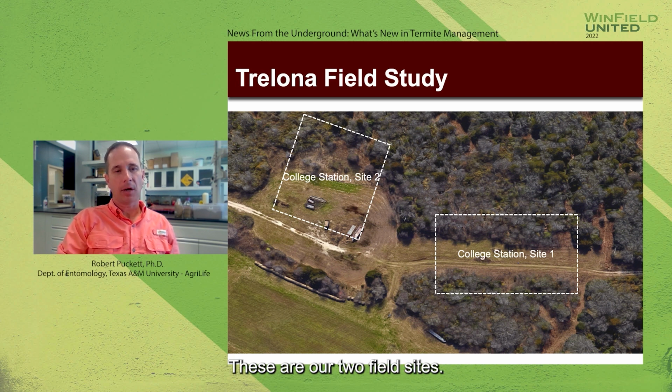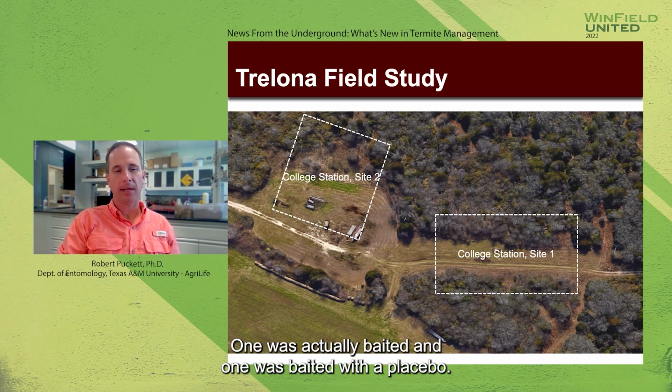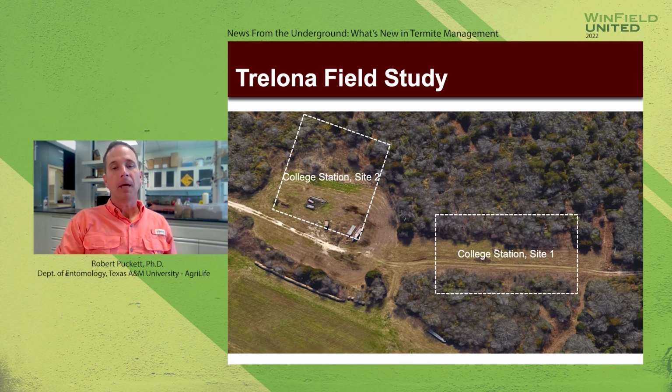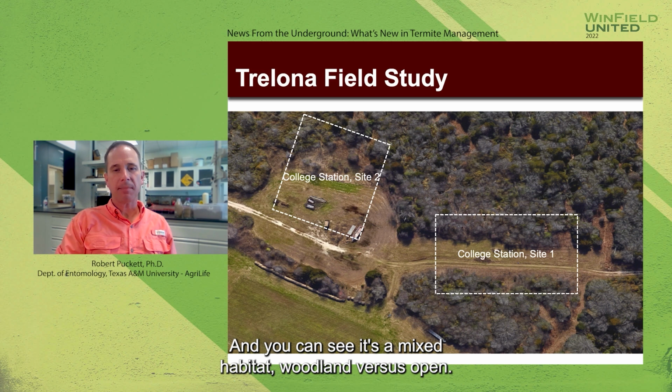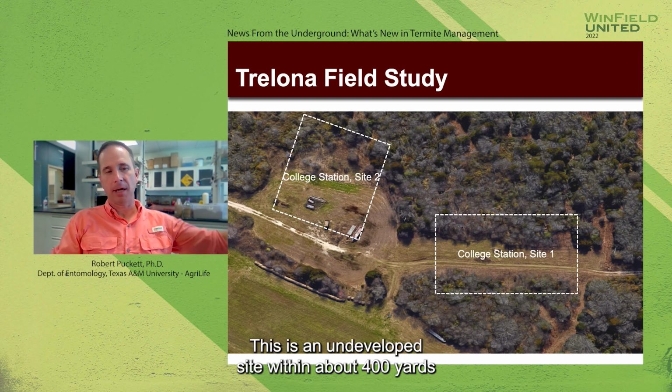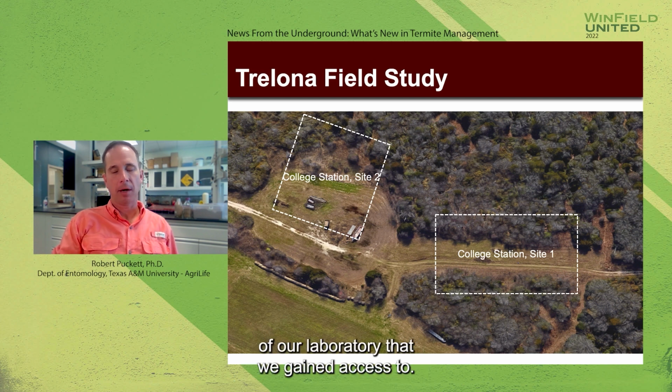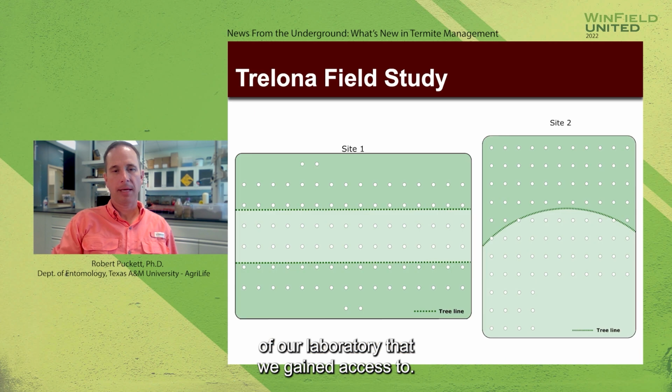These are our 2 field sites. One was actually baited, and one was baited with a placebo. This was our control site. And you can see it's a mixed habitat, woodland versus open. This is an undeveloped site within about 400 yards of our laboratory that we gained access to.